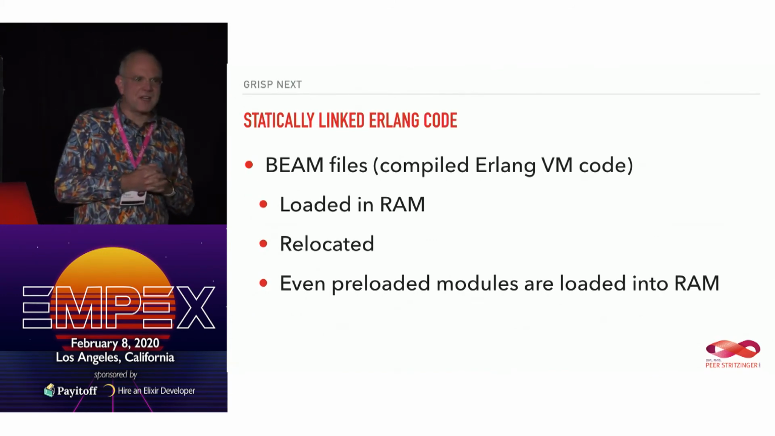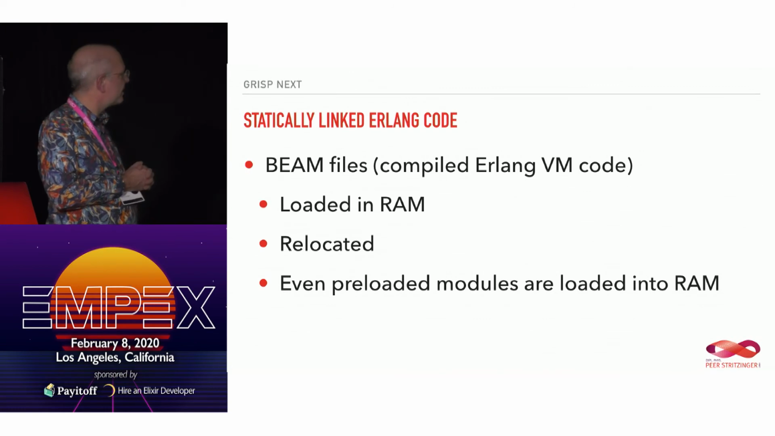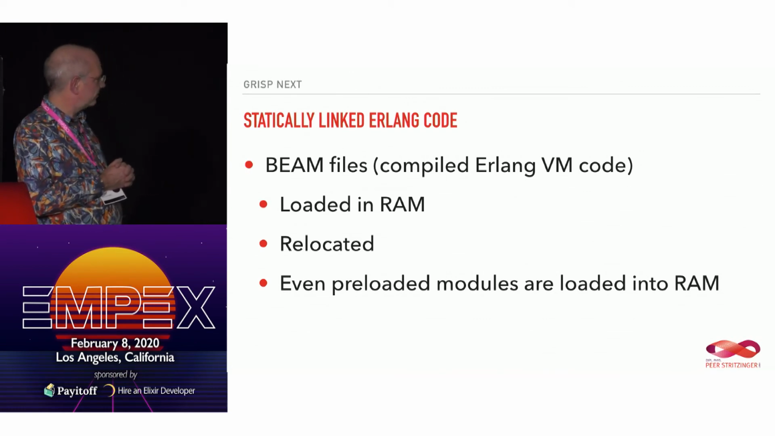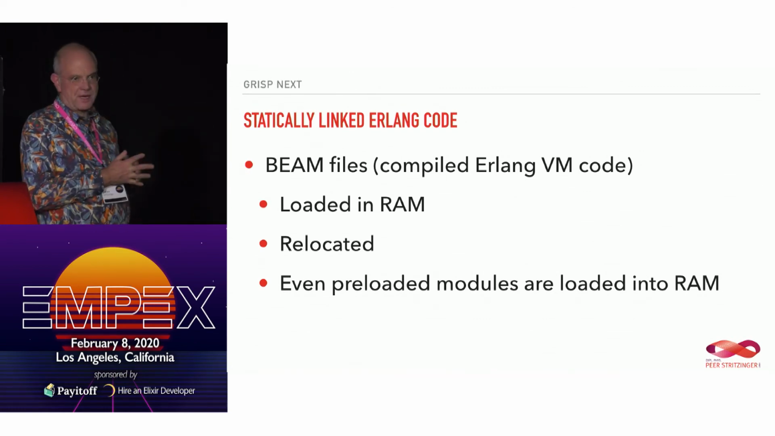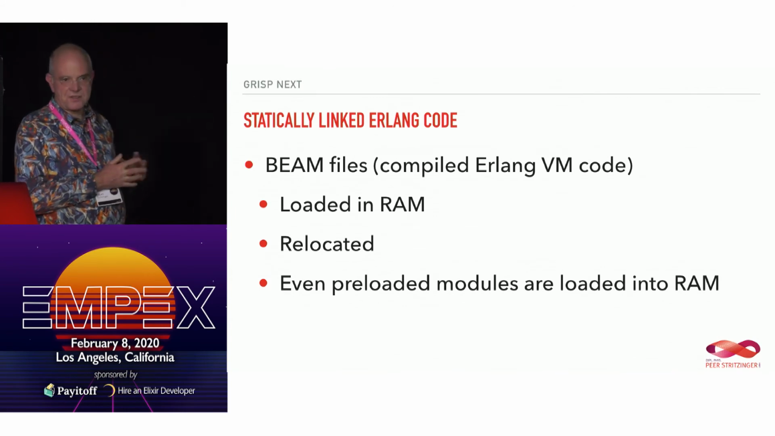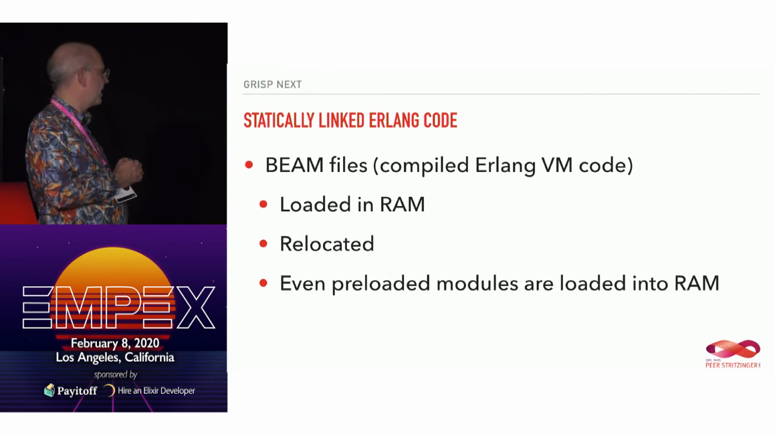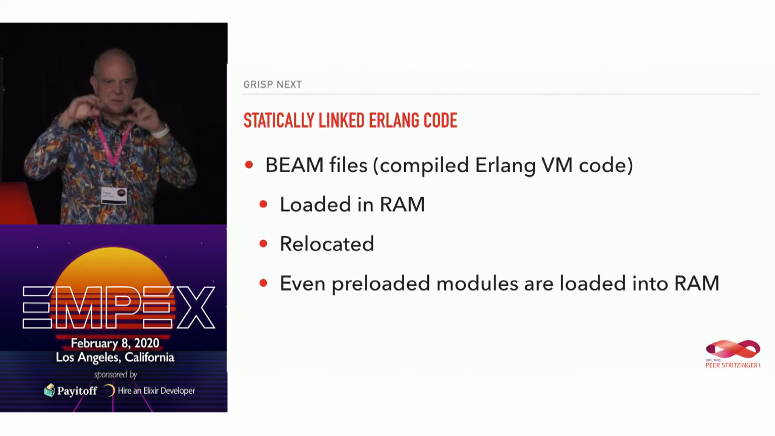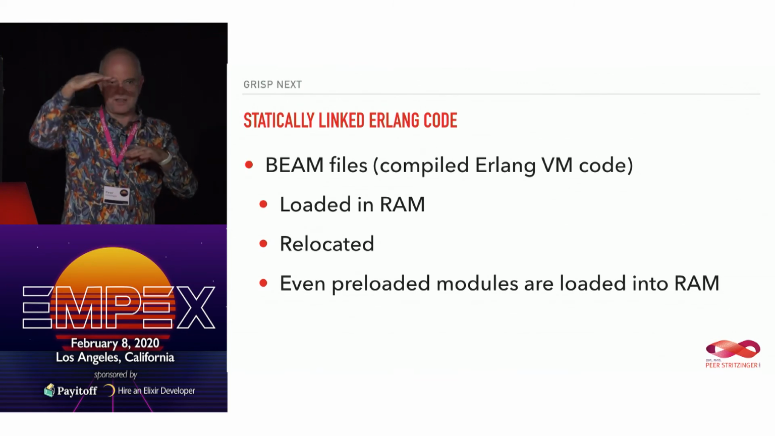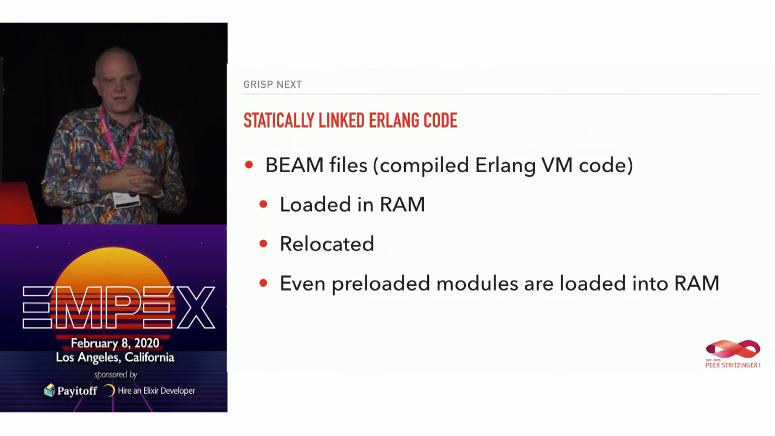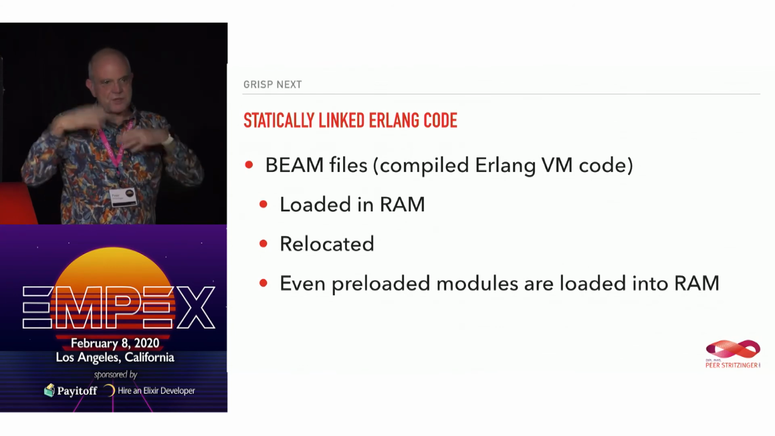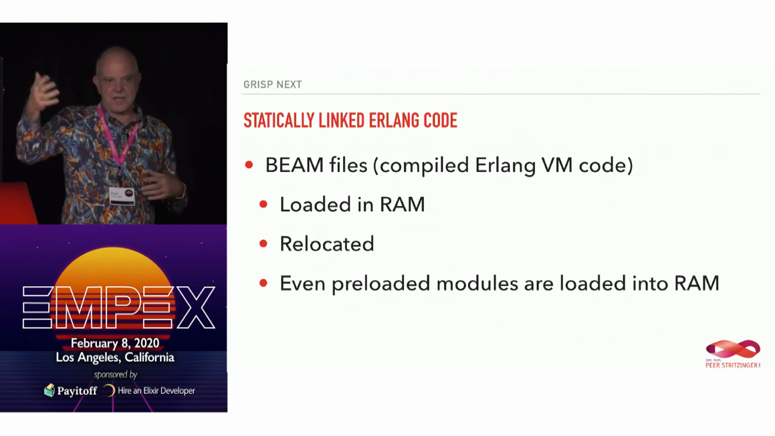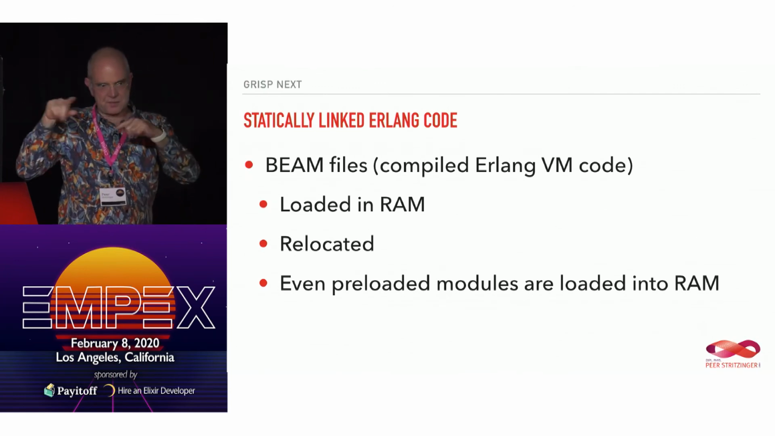But how can we actually run beam files from flash? The problem is, if you load a beam file, it's loaded into RAM, and then it's relocated to a different place in RAM, and all the little pointers inside are changed. The indices into the atom table are burned into the code. So it's modified a lot. It's transformed, relocated, and then the atom table pointers are put in.